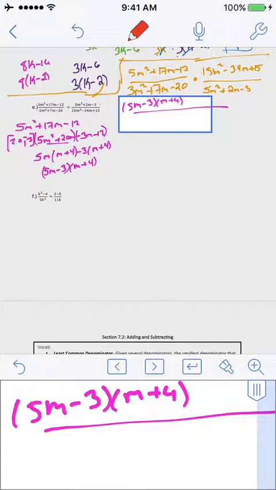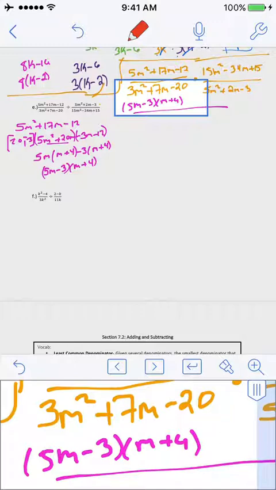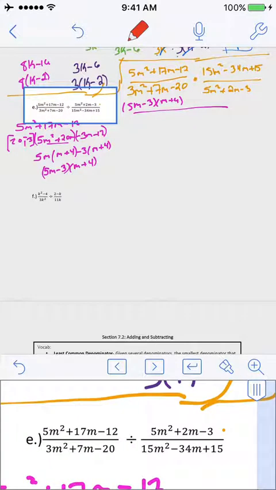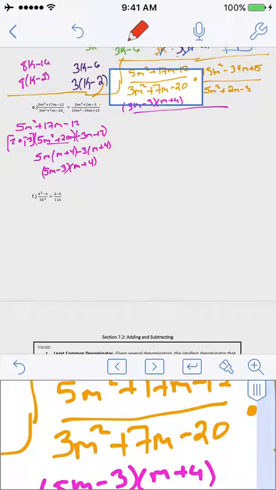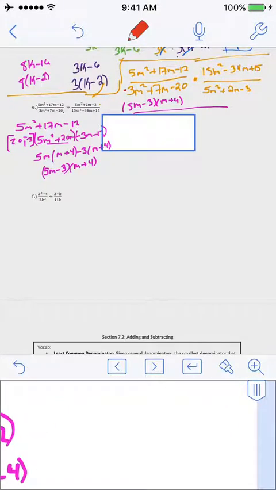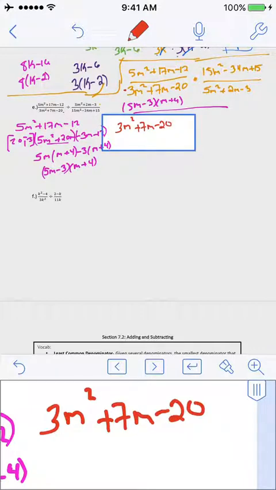Okay, I'm done with that. I am no longer concerning myself with the first polynomial. I'm going one polynomial at a time. So next, I think I'll tackle this bottom denominator polynomial. Actually, let's do this one. I'll put it in red. So I have 3m squared plus 7m minus 20.